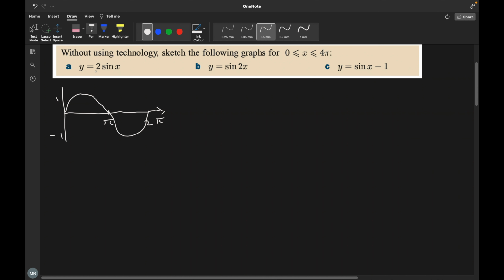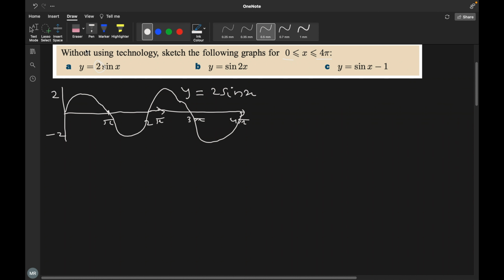And now we have 2 sine x. So we know that this is the amplitude. Hence, this would be 2, minus 2. And now they want between 0 and 4 pi. So therefore, we have to extend this. This would be 3 pi, 4 pi, and the cycle would repeat. This is how it looks like. This is y equals 2 sine x.